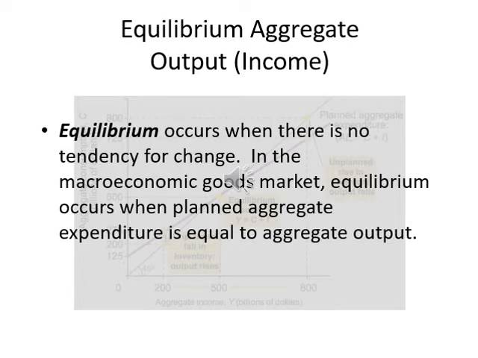Equilibrium aggregate output, income. Equilibrium occurs when there is no tendency for change. In the macroeconomic goods market, equilibrium occurs when planned aggregate expenditure is equal to aggregate output.